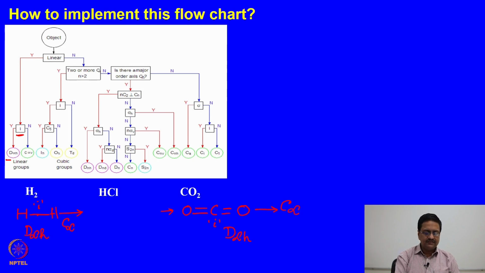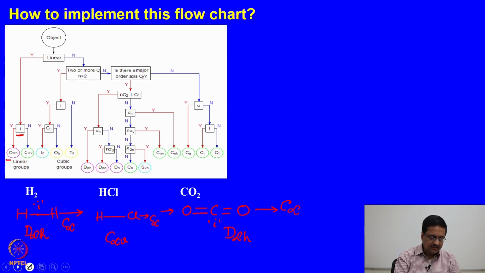But in between we have HCl, which is although linear, and although it contains the C infinity axis like the other two molecules, it does not have the inversion center. What does it mean? It means that the I is missing, and once the I is missing, the next point we consider is whether it has an infinite number of sigma v's containing the axis of symmetry, which this molecule has. The point group of this molecule is C infinity v.